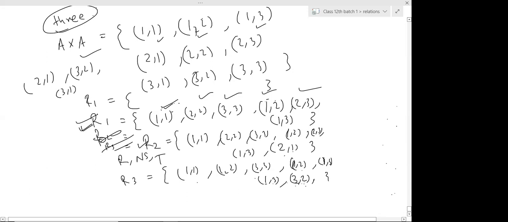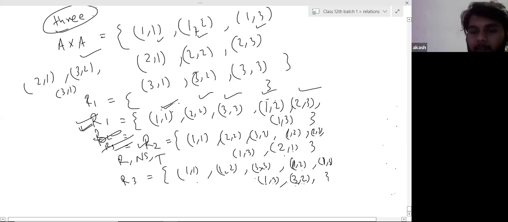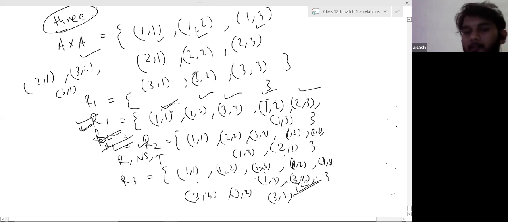Yes, this is transitive, I guess. (3,3), (3,2). See, we have (3,3) and we have (3,2), and we have added (3,2). So yes, this is transitive, no worries. This is transitive, so we don't need to add anything. So this is another relation.